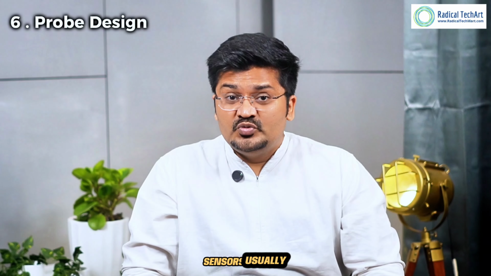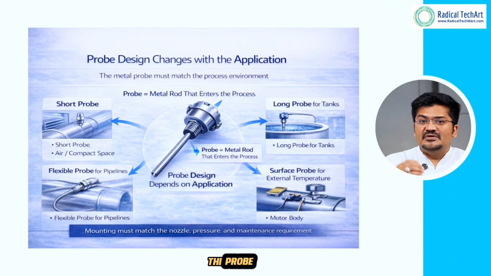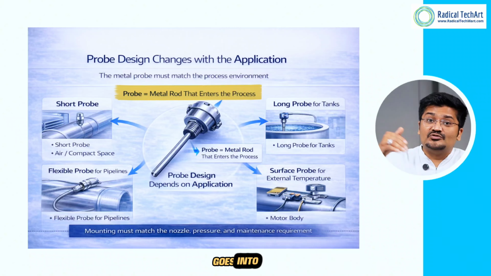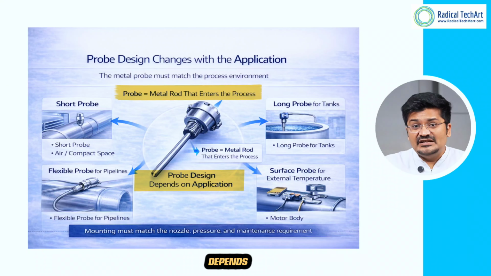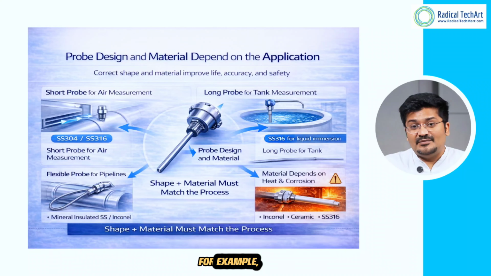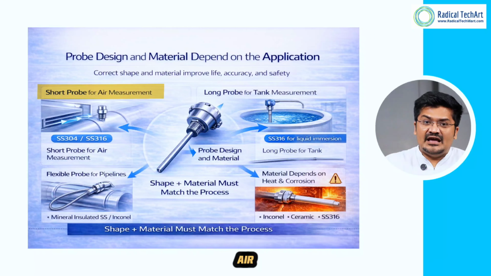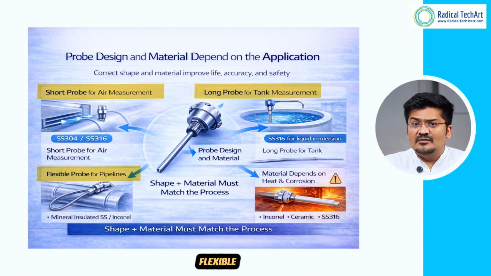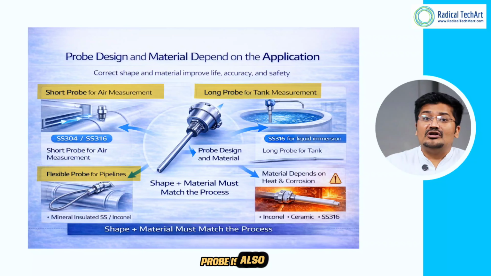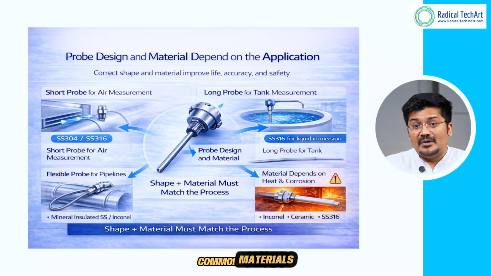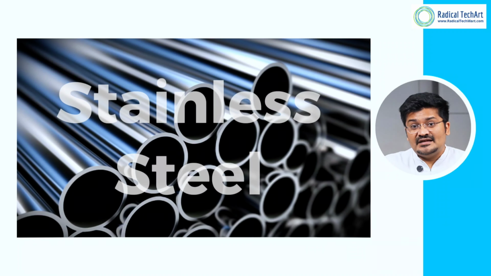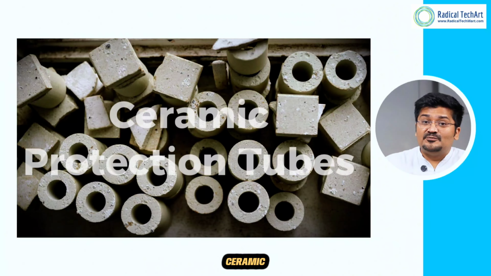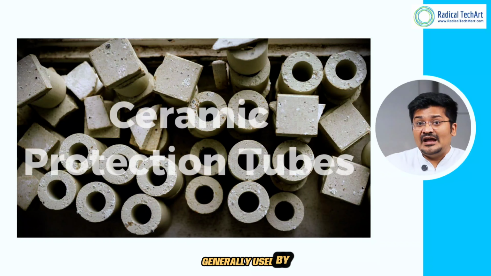Temperature sensors usually come with probes. The probe is the metal rod that goes into the process. Probe design depends on the application. For example, short probes for air measurement, long probes for tanks, flexible probes for pipelines. The material of the probe is also very important. Common materials are SS and Inconel. A ceramic protection tube is generally used where you want to measure temperatures beyond 1200 degrees Celsius.